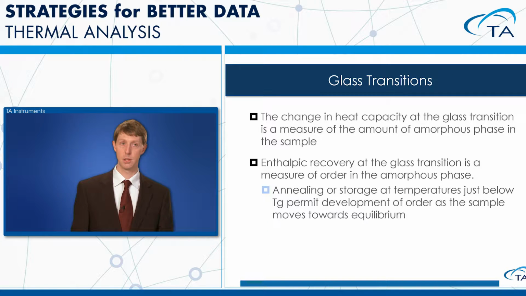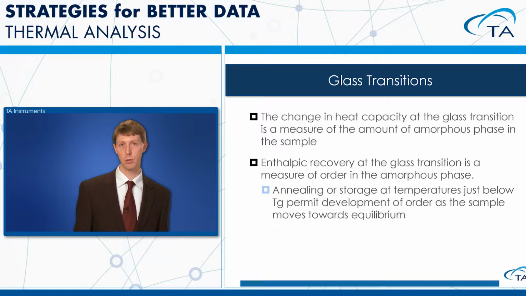Now, the glass transition is a change in the heat capacity, which is why you can see that in your heat flow. The heat flow is a function of heat capacity, as well as other latent heats of fusion. But it's that change in heat capacity that gives you that shift in your heat flow.